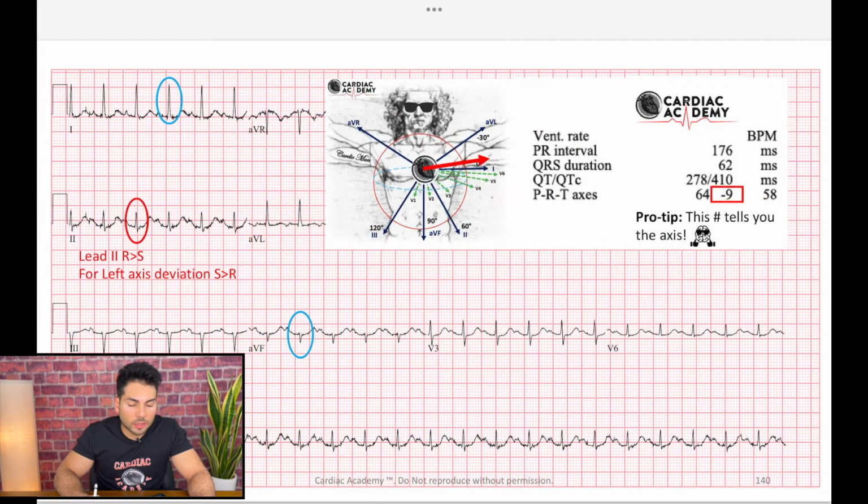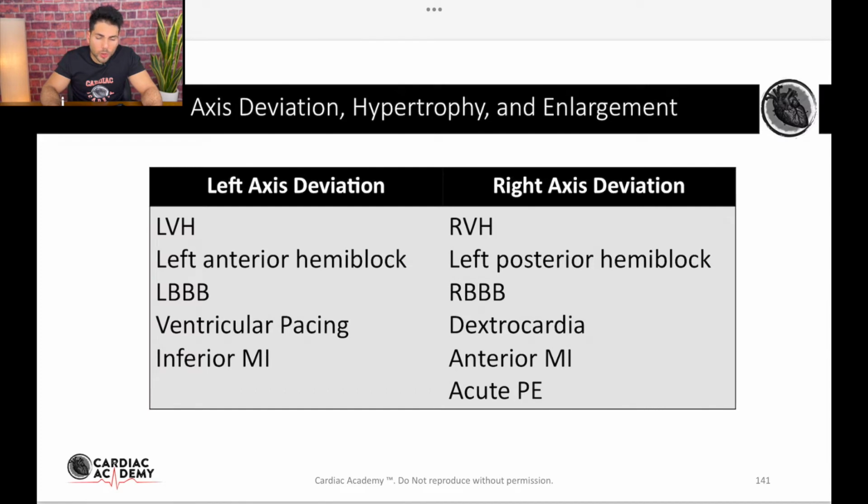Now, here we can see, just like we said, we have a normal axis, but I also want to give you a pro tip, okay? When everything else fails, you can look at the P-R-T axis, okay? And this number right here will give you the degrees of the wave of depolarization. So in this case, it's minus 9. So you can see it doesn't lie beyond minus 30. So it's normal axis, okay? Very good.